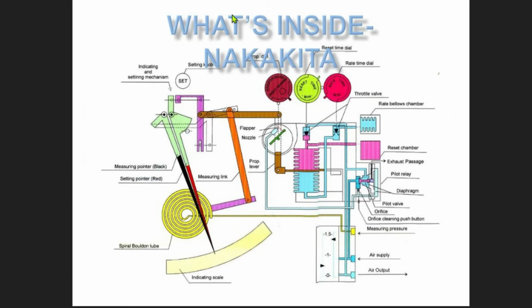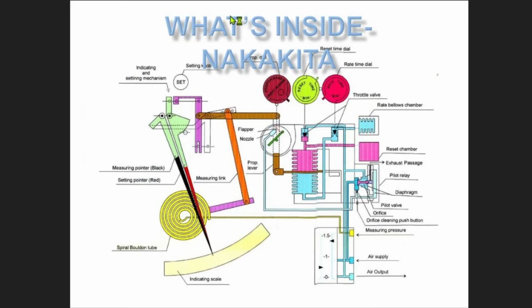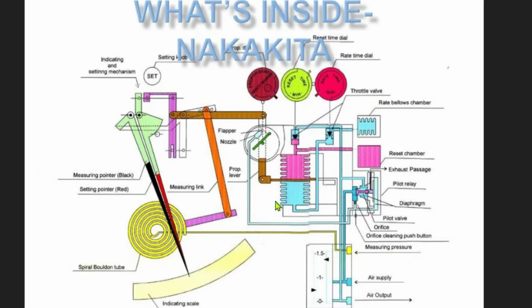Let's see the inside arrangement of the Nakakita PID controller. Here on your screen, the diagram shows the inside detail view of the PID controller. Now see. Here is a setting knob by which we can set this rate pointer to the desired value, and this rate pointer is connected to this horizontal lever by other levers.